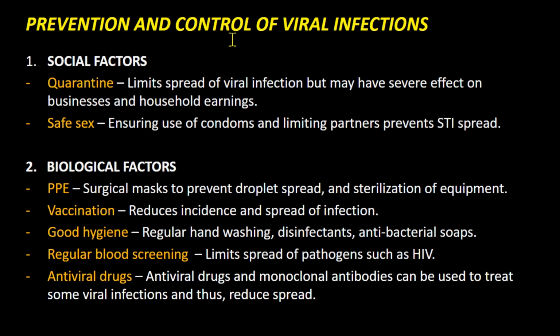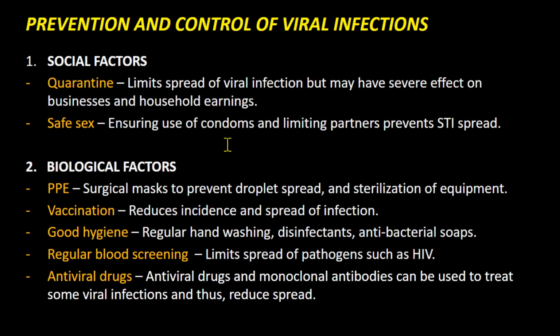Prevention and control of viral infections. Well, first we have social factors such as quarantine and safe sex. Well, quarantine limits the spread of viral infection, but may have a severe effect on businesses and household earnings if it was to result in lockdowns. Safe sex ensures the use of condoms and limiting the number of sexual partners, and this would prevent sexually transmitted infection spread.